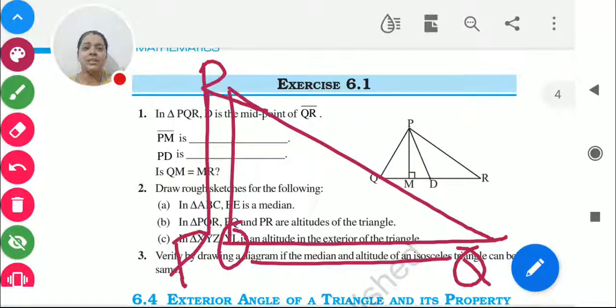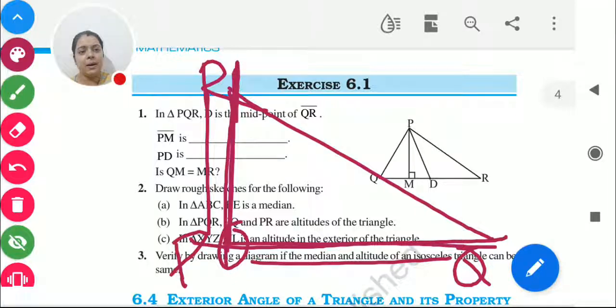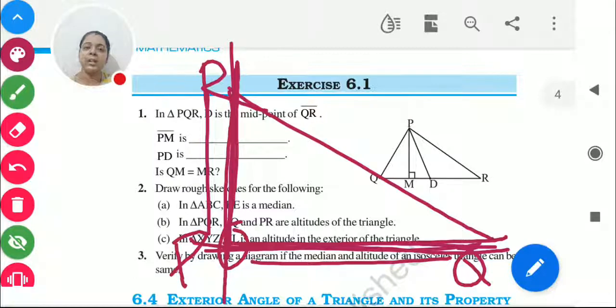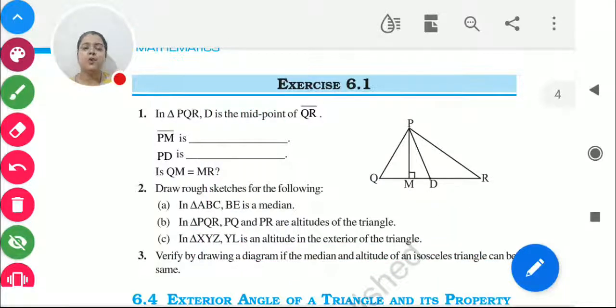How are they altitudes? Because they are forming a 90-degree angle. PR is forming on PQ and PQ is forming on PR, right? So they are called the altitudes of it. There is no issue. You can draw anything, but you have to be very careful while writing down the names. Coming to C, in XY, I think you can do it yourself. Question number C, why don't you do it yourself?